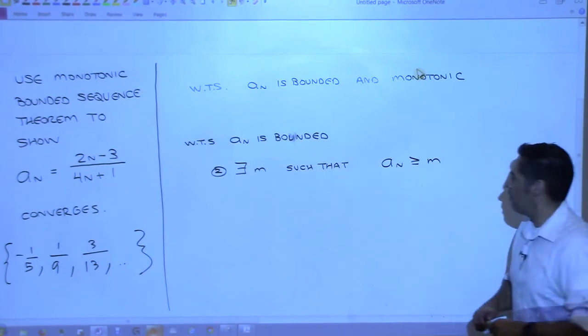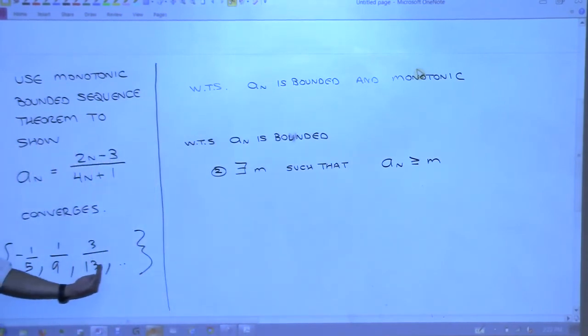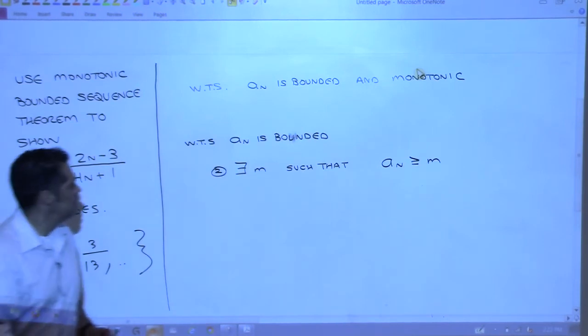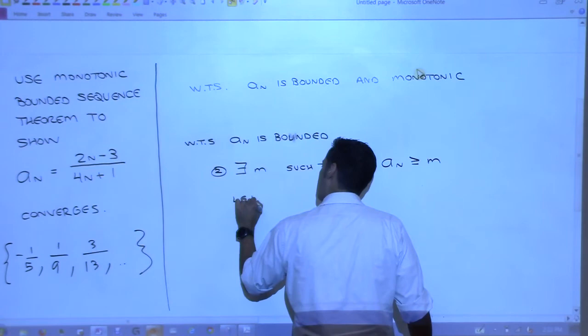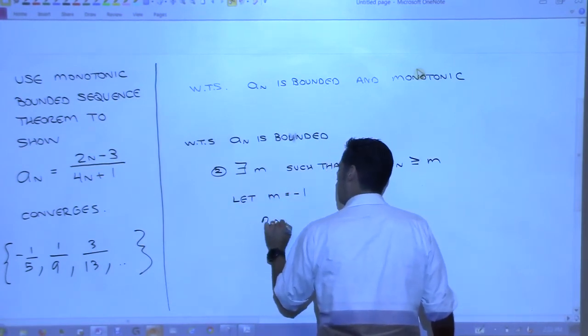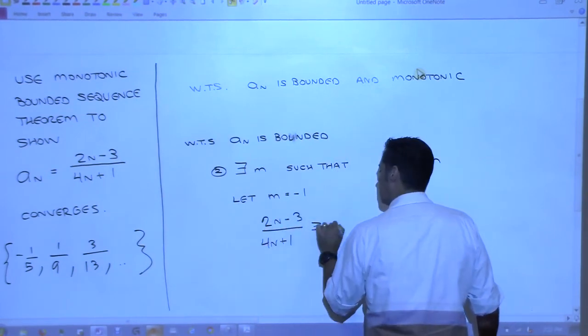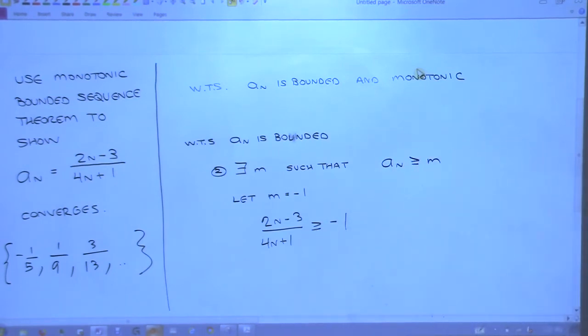So do you have a candidate for little m? Go back to here. So we have a negative here, don't we? So we can't use 0. But -1 would be below it, right? So let's go with -1. So let little m be -1. And then we write down the inequality. We need this to be bigger than or equal to -1. And we're more asking ourselves the question of whether or not that's true, right? Yeah. So then we multiply both sides.